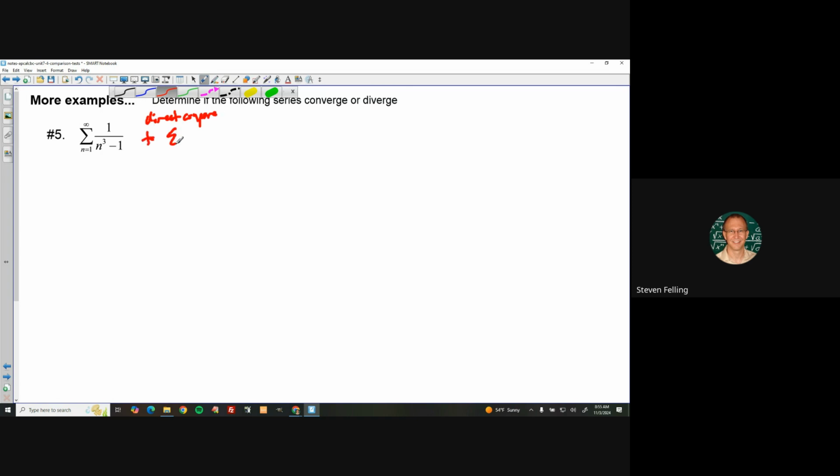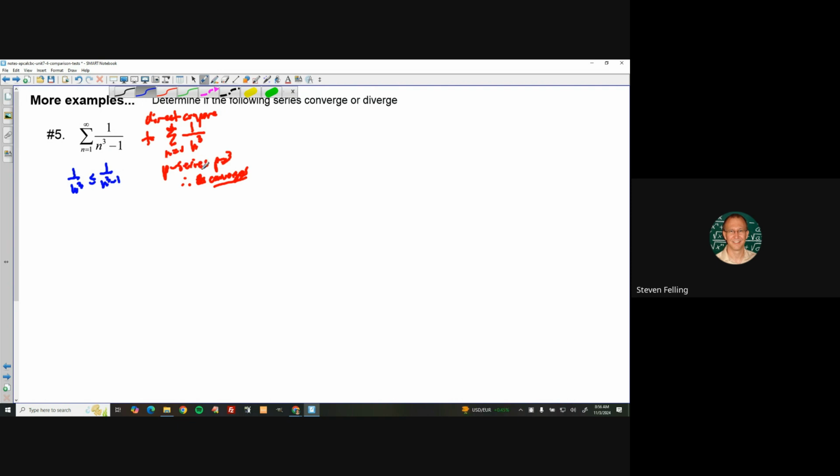So let's assume we're going to do a direct comparison to something simpler, and we usually get that by just dropping a constant. So that would be 1 over n cubed. That is a p-series. P is 3, so therefore that converges. Large values in the denominator converge. And then for direct comparison, we now have to compare. So I think we have to write this: 1 over n cubed is less than or equal to 1 over n cubed minus 1, because if you subtract something from a denominator, that makes the denominator smaller, which makes the fraction larger, so it stays above that.